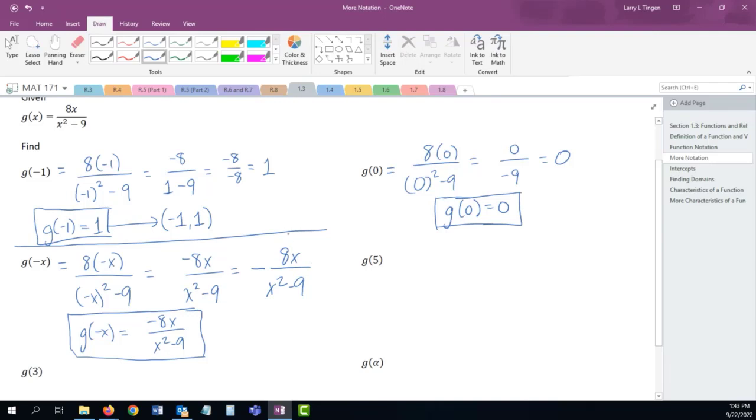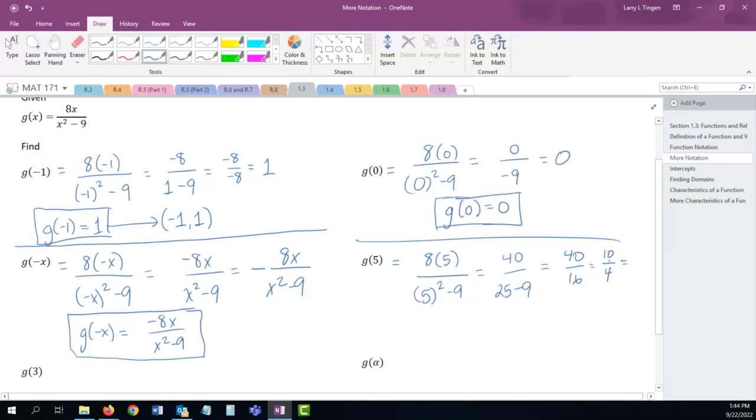All right. So how about G at 5? G at 5, that's 8 times 5 over 5 squared minus 9. 8 times 5 is 40. 5 squared is 25. 25 minus 9 is 16. And then this reduces to what? These both have a factor of 4. So that's going to give me 10 over 4, right? Divide top and bottom by 4. And then they're both still even, so this is going to end up as 5 halves. Nothing left in common. So G at 5 is 5 halves.